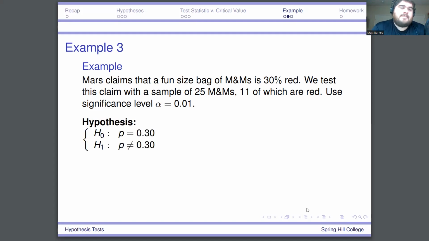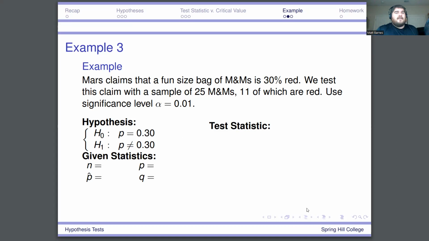So let's set up our hypotheses here. We've got H naught is that P equals 30%, or P is equal to 0.3. We use decimals, that's what we're being told the proportion is. And we are just going to test to see whether that's true or not. We don't have an idea of whether it might be higher or lower. We just want to see if it's different.